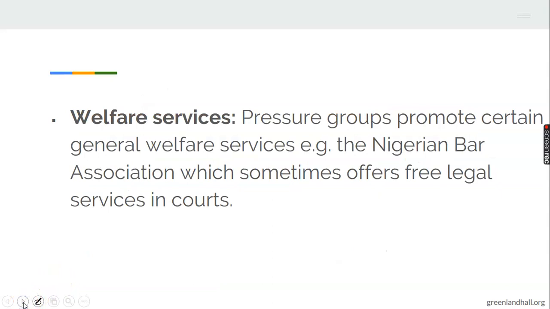Welfare services. Pressure groups promote certain general welfare services, e.g. NBA, Nigerian Bar Association, which sometimes offers free legal services in court for the less privileged. So they also engage in welfare services.